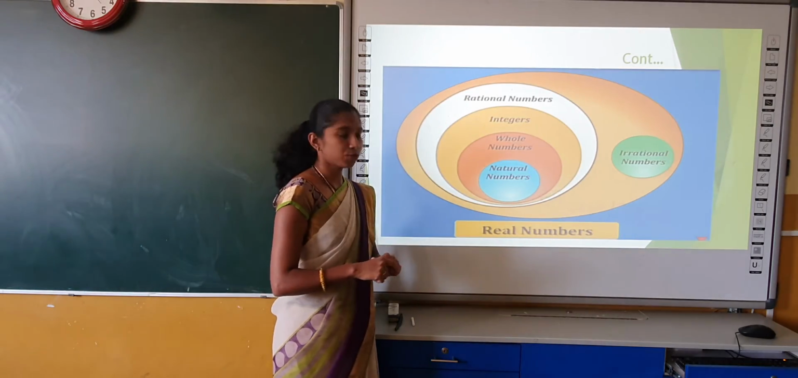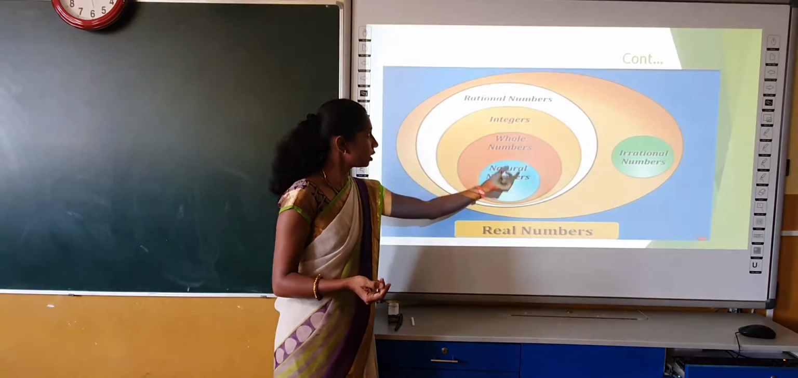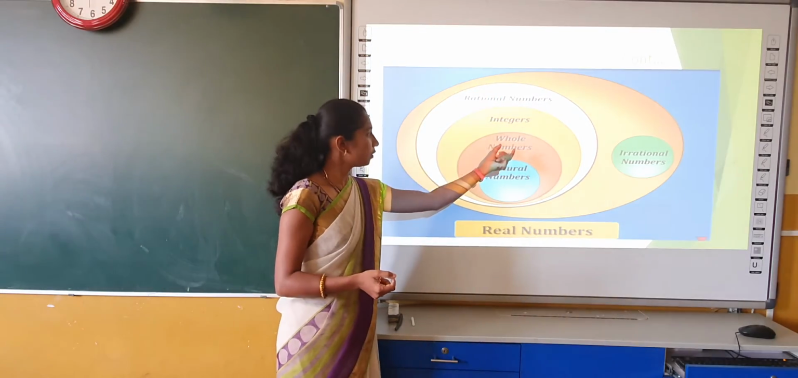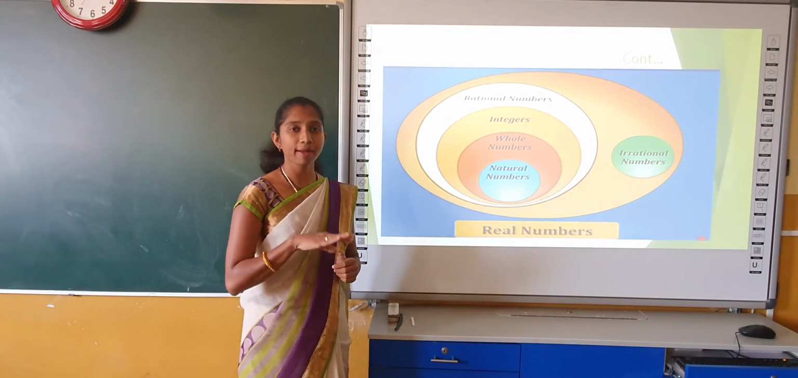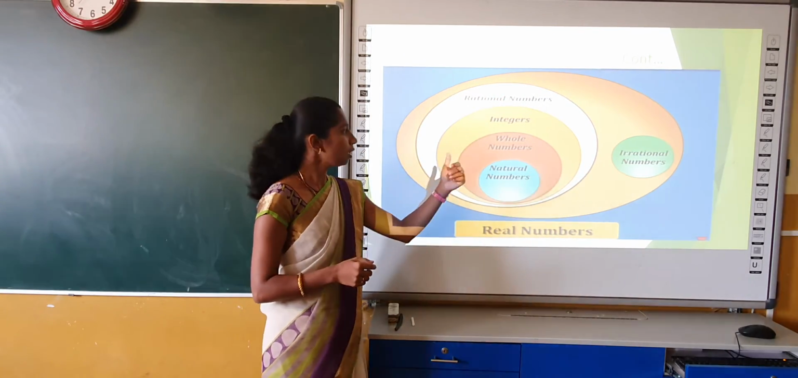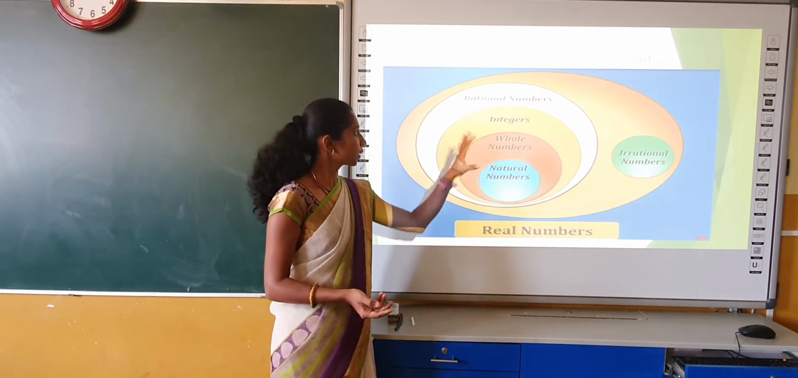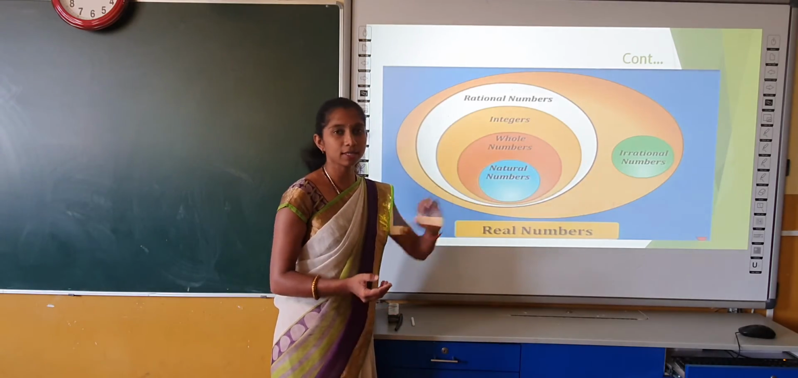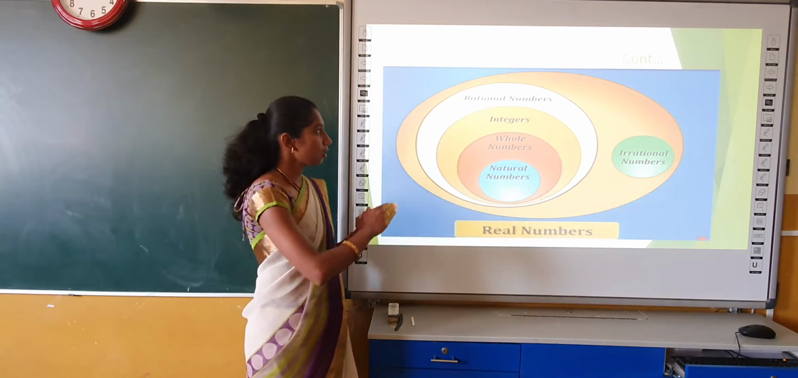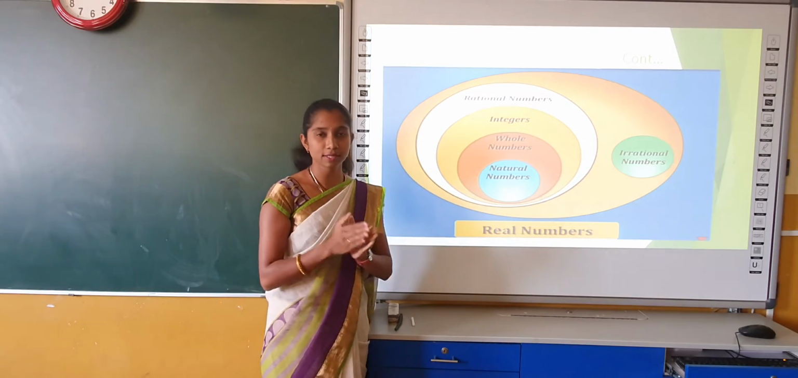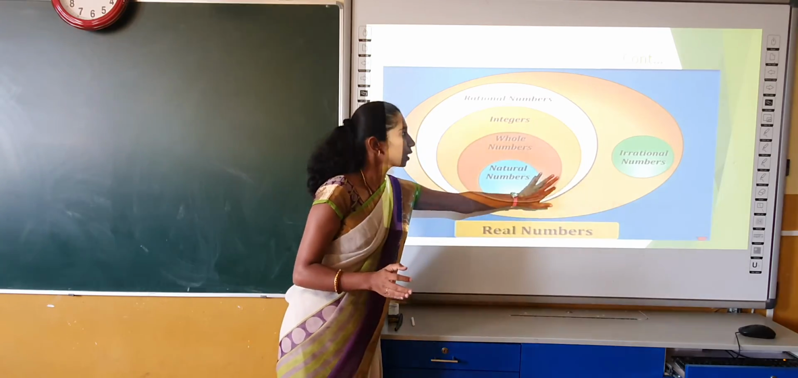Next is the rational number. Look at the diagram. You can answer easily now. Every natural number is a rational number. Every whole number is a rational number. Every integer is a rational number. But the converse is not true. And from the diagram, it is clearly understood that rational number plus irrational number is equal to real number. This is the diagram. If you understand this diagram, you can answer many true or false questions.